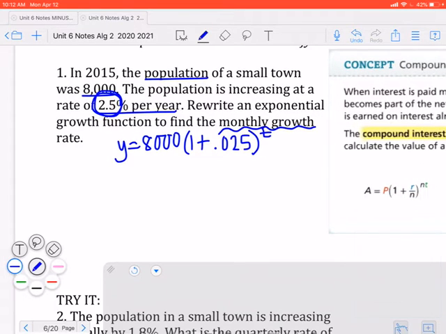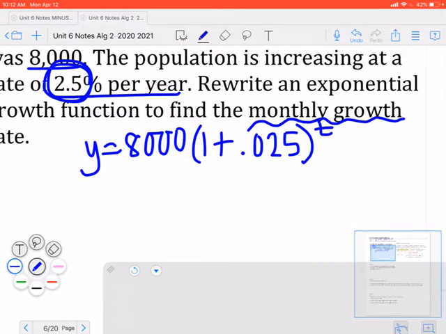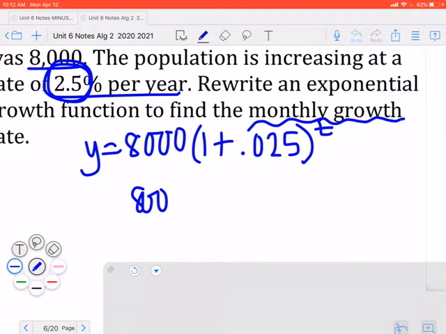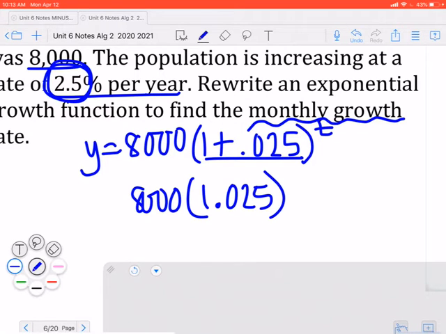Now we're going to do something. The rest here is just a little bit of fancy algebra. So instead of writing t, we want the monthly growth rate. Oh, and right now, 1 plus 0.025 obviously is 1.025. Instead of writing 1t, I'm going to write 1t as 12 over 12t. Why 12? Because there's 12 months in a year. So just roll with me on this one.